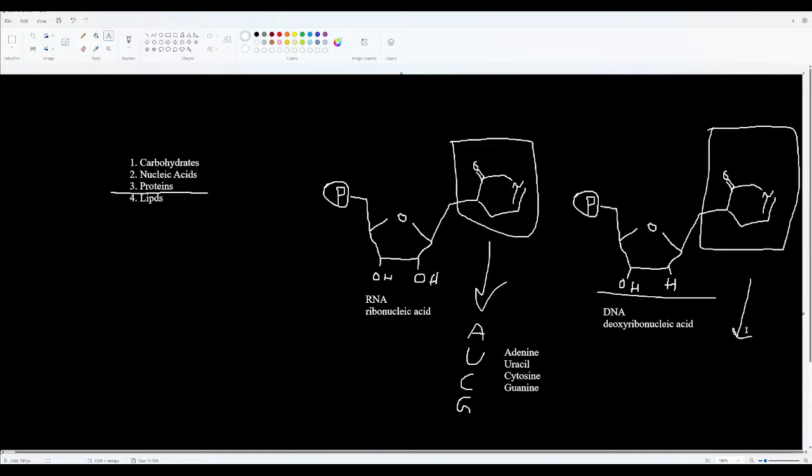For the case of DNA, DNA has A, T, C, and G. Right? And the three of them are the same. We have adenine again, thymine, cytosine, and guanine. That's the only difference. U and T. That's it. Uracil and thymine.